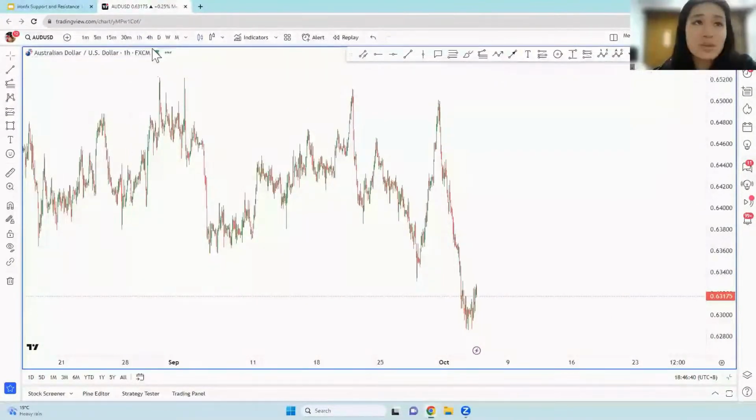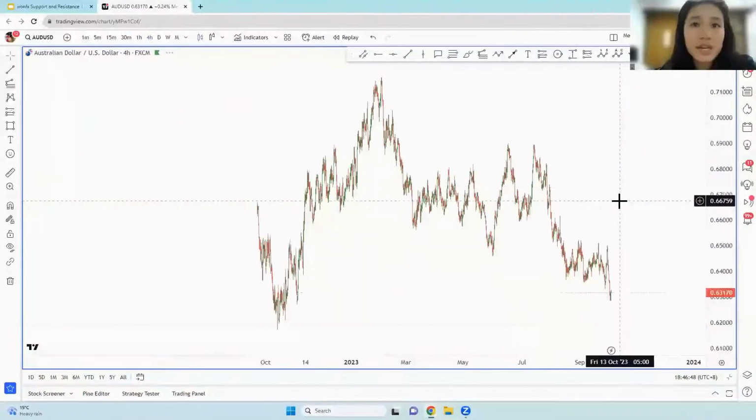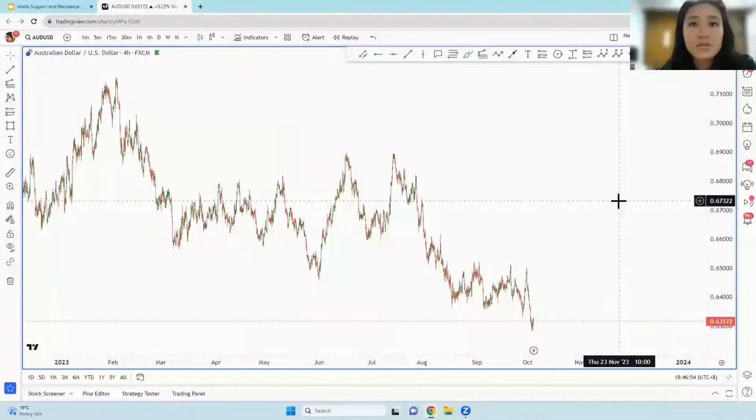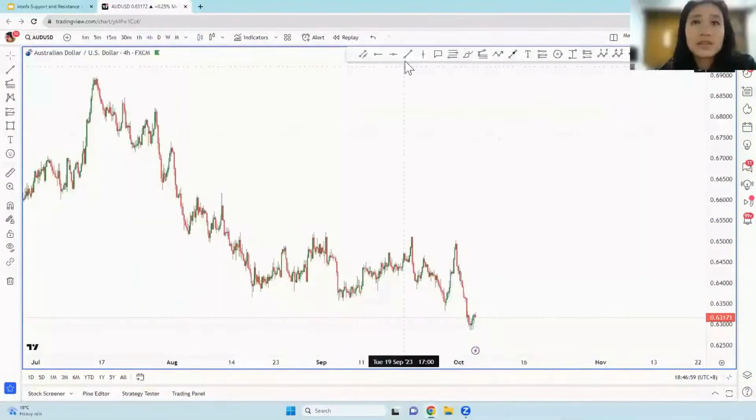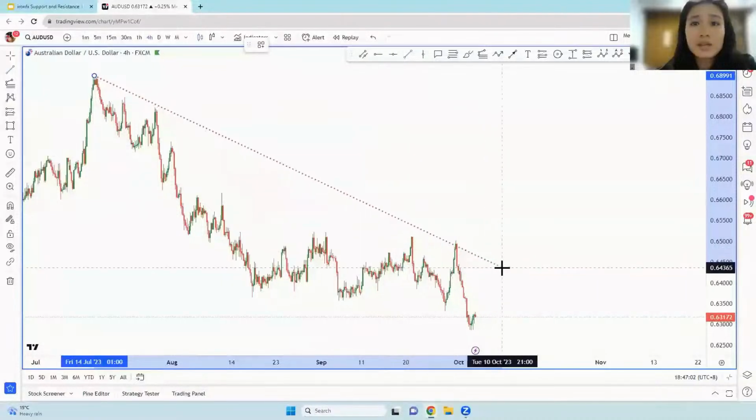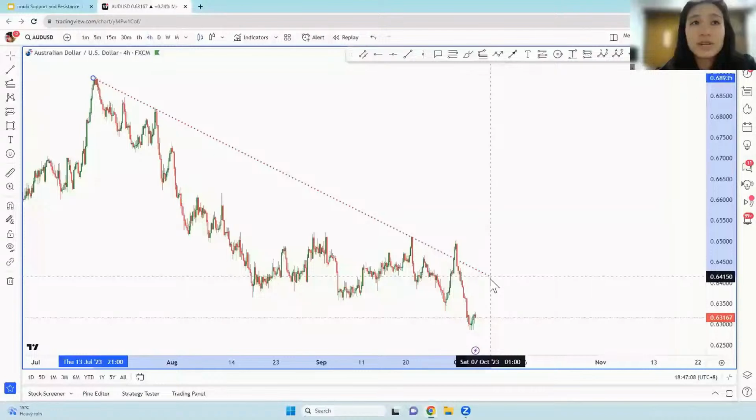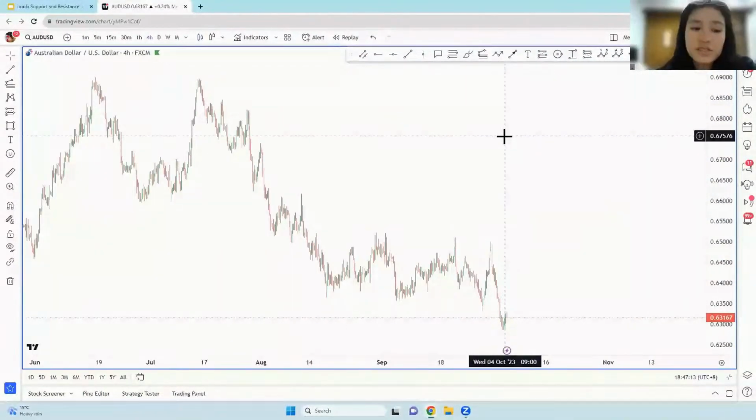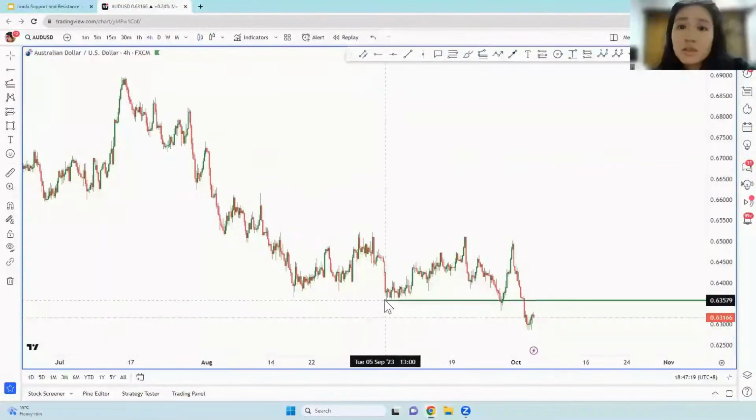Once again, I'm deciding between 4 or 1 hour, but both of these charts seem to be pretty clear. Maybe I'll just go ahead and analyze this on a 4 hour time frame. In this case, I don't really have a descending trend line, I think. Okay, I don't really have a descending trend line here, but we can definitely see that the trend is downwards.